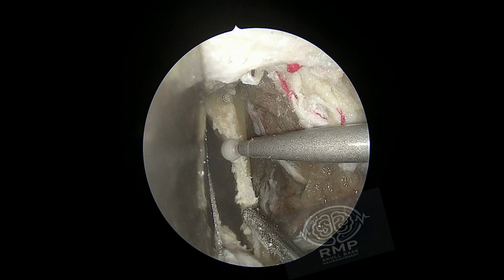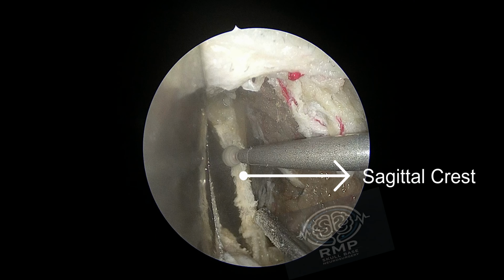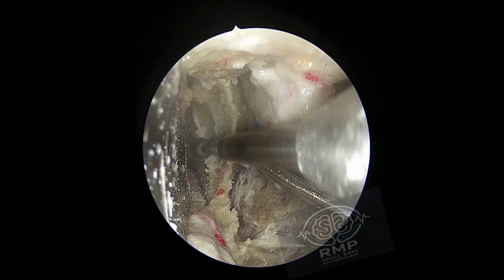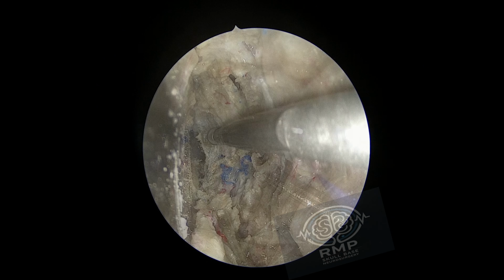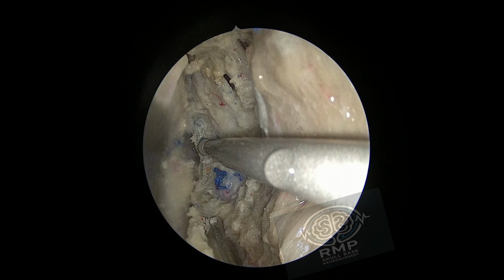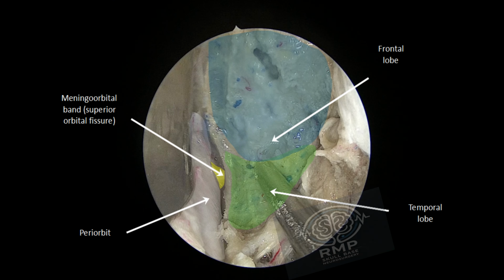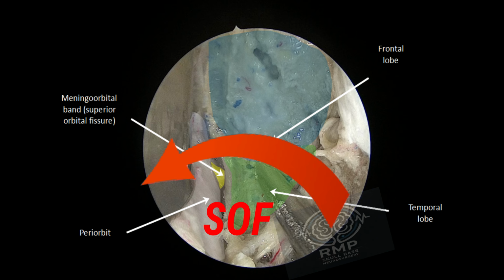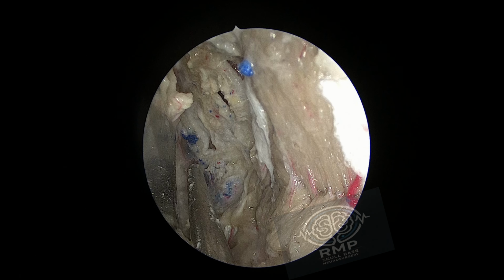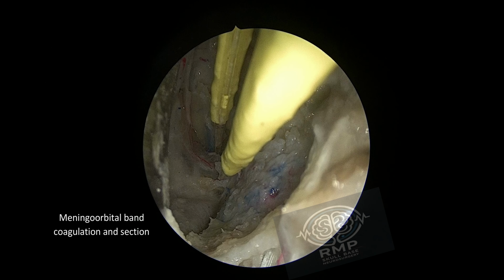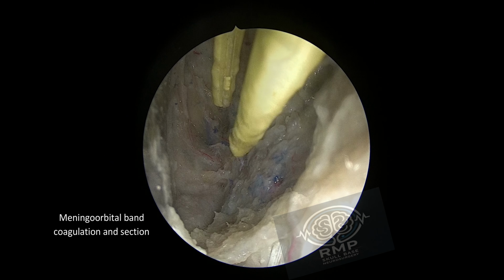This component of the lesser sphenoid wing is called the sagittal crest. Sagittal crest and the greater sphenoid wing are drilled flat until the meningorbital band connecting the orbita and the temporal lobe is exposed. This step widens the superior orbital fissure. Then the meningorbital band is coagulated and cut to allow the mobilization of the temporal lobe.